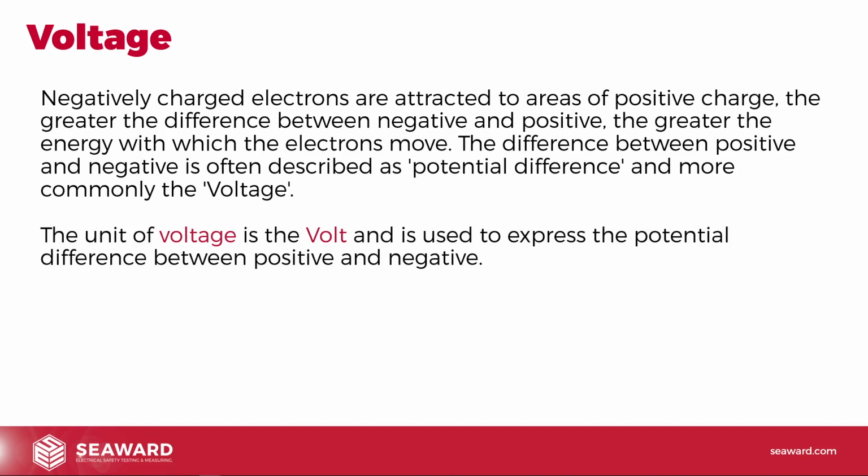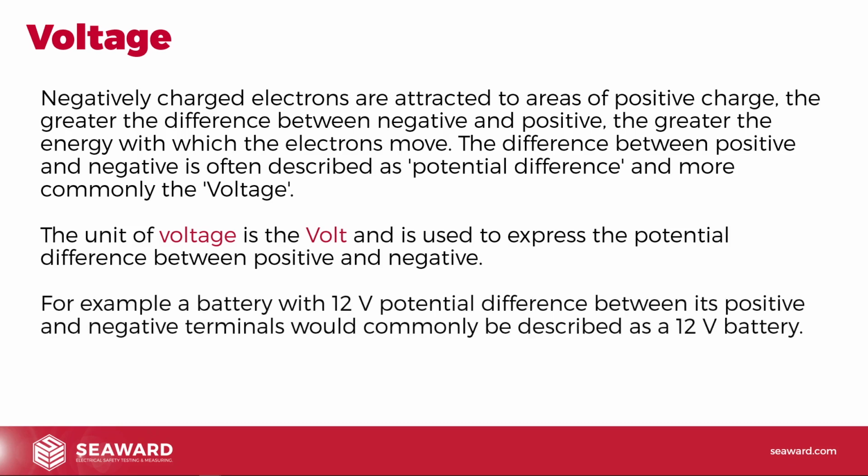The unit of voltage is the volt, and is used to express the potential difference between positive and negative. For example, a battery with 12 volt potential difference between its positive and negative terminals would commonly be described as a 12 volt battery.